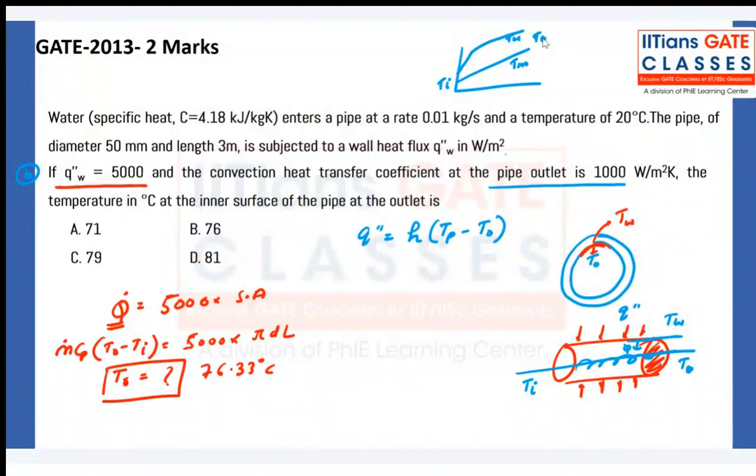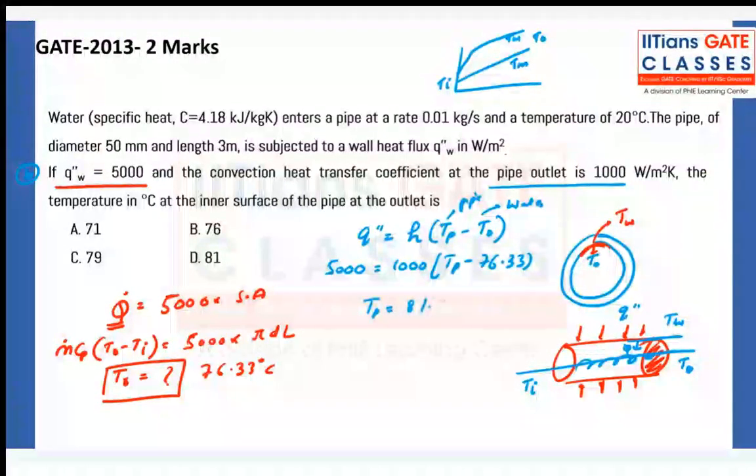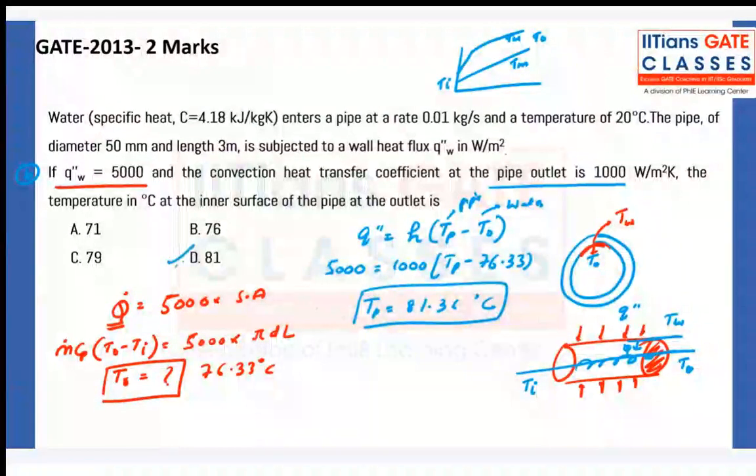So this is T mean, this is T inlet, this is wall temperature, and this is your T out. Look, this is your 5,000, this is your 1,000. The temperature of the pipe I need to calculate, and T out I have calculated. This is for water, and this is for the pipe. So the temperature of the pipe is 81.36 degrees Celsius, which is correct. So this marks the end of convection heat transfer as well.